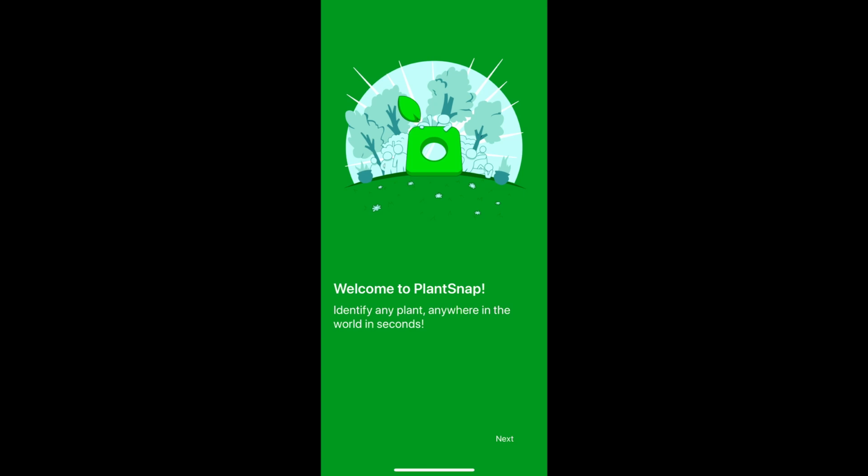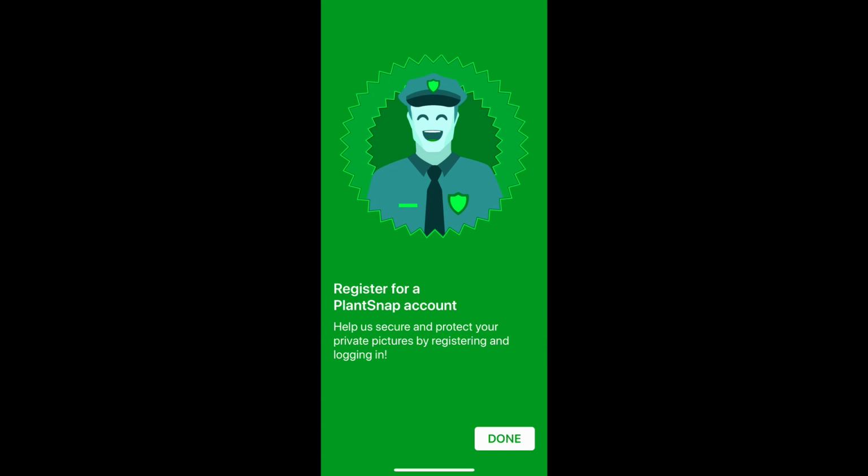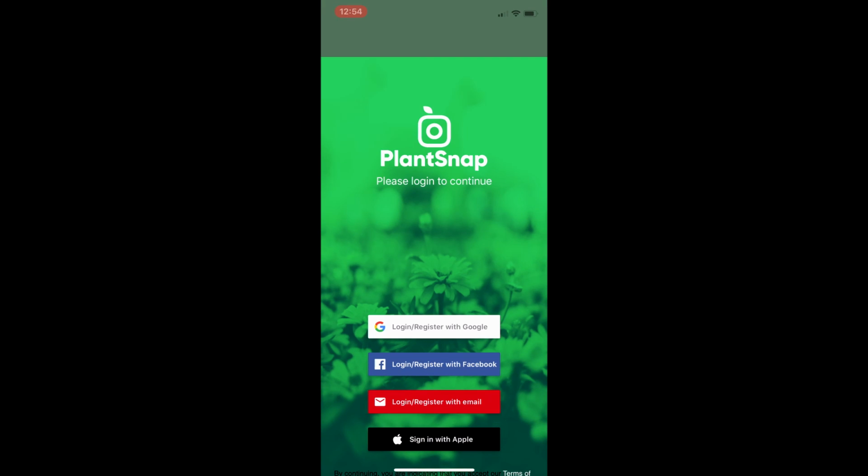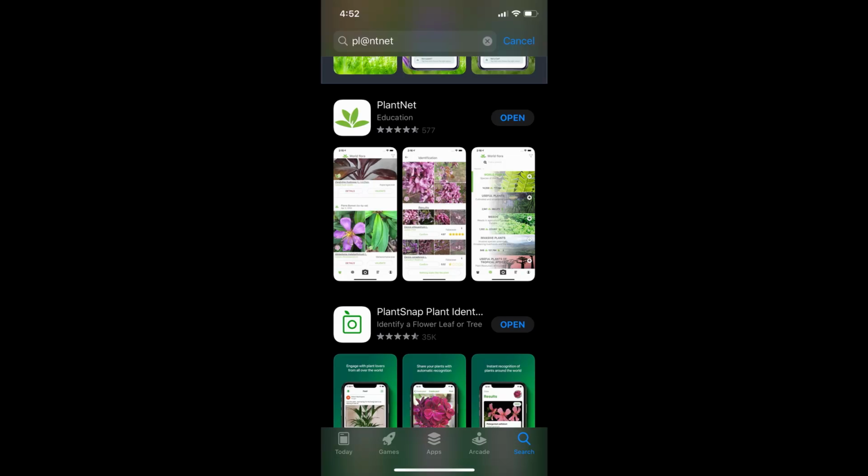The Plant Snap app, a little bit different than some of the other ones, requires you to make an account. Usually all the plant identification apps should be free, and that's a good thing for us. You could always pay for them, I guess, if you want to, but there's no real reason to.